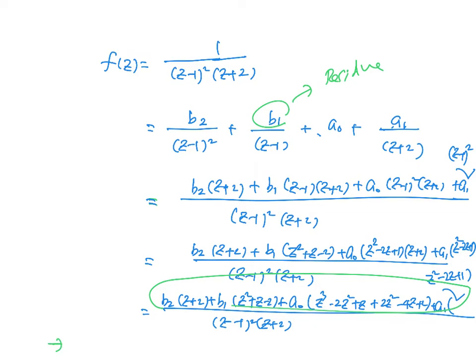We have highest order is Z cube, so Z to the 3 is highest order, right? So we have Z to the 3 A0 plus Z square P1 minus 2A0, actually these two cancel each other, so we don't need to worry about that.